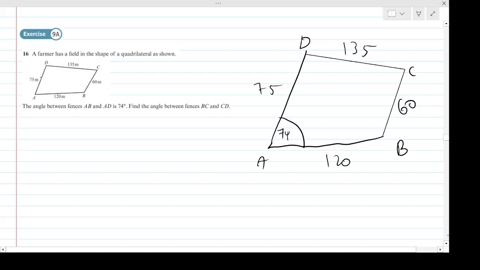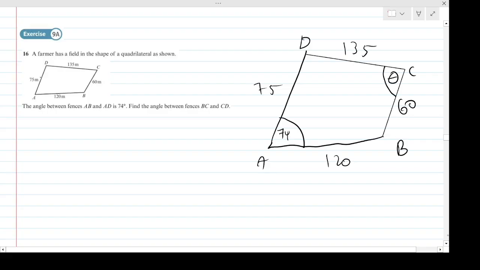Then it says to find the angle between BC and CD. So it's going to be that angle here, between BC and CD. I can call that theta. So I need to find that. However, how am I going to do that? I don't have a triangle, it's just a quadrilateral. This is where you have to be a tiny bit creative and create triangles.